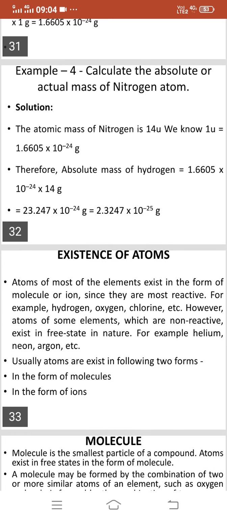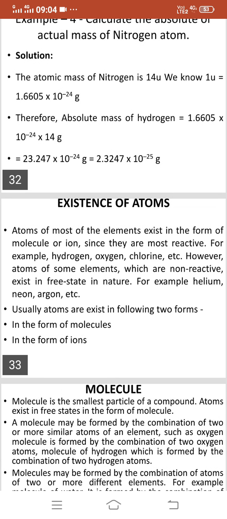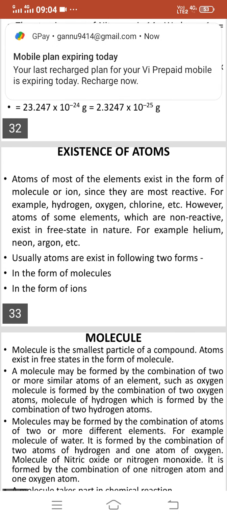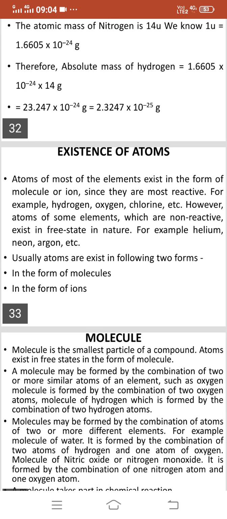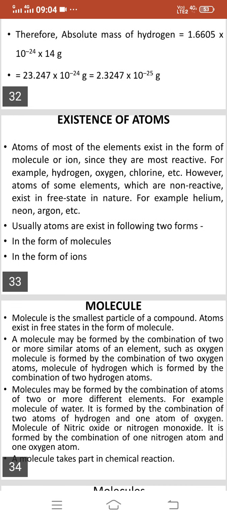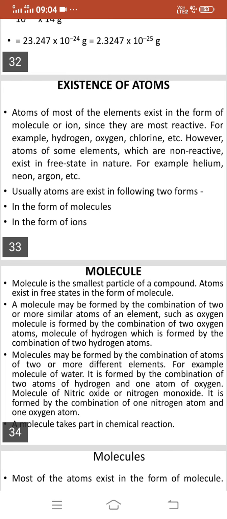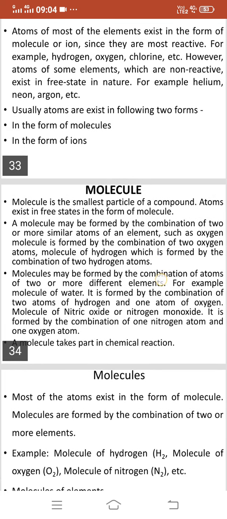Now the next topic is the existence of atoms. Atoms of most of the elements exist in the form of molecules or ions, since they are most reactive, for example hydrogen, oxygen, chlorine, etc. However, atoms of some elements which are non-reactive exist in a free state in nature, for example helium, neon, argon, etc. Usually atoms exist in the following two forms: the first in the form of molecules, the second in the form of ions.